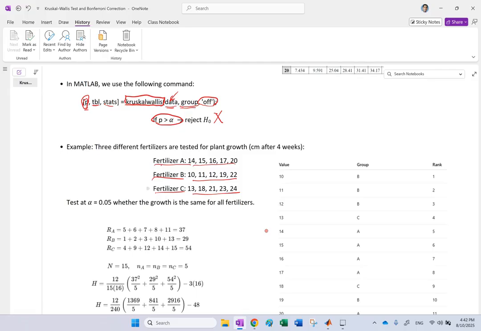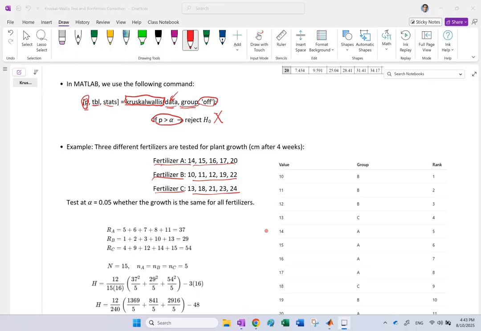Now, since I don't have all sorts of data here for these different fertilizers, it is not possible to see whether the underlying distribution is normal or not. So I go with the non-parametric test of Kruskal-Wallis to be safe. Now, here I'm going to use alpha of 0.05. Now, how do I do it?